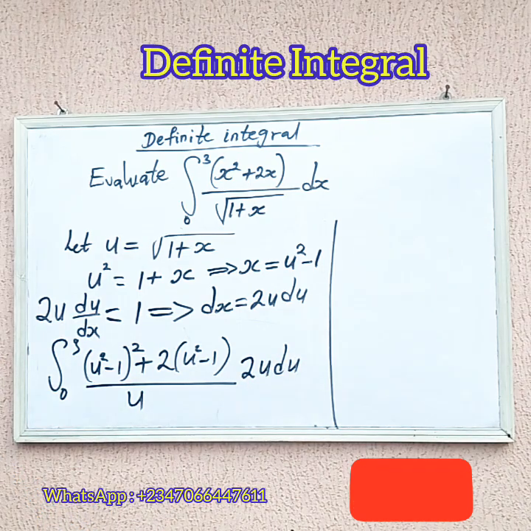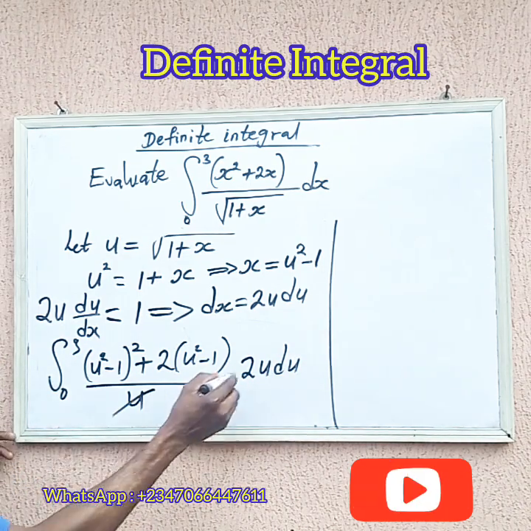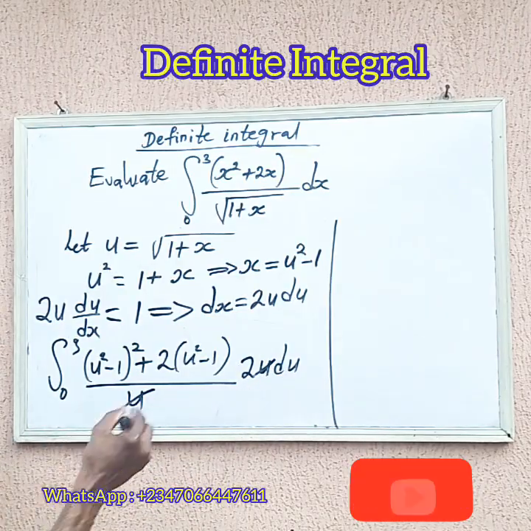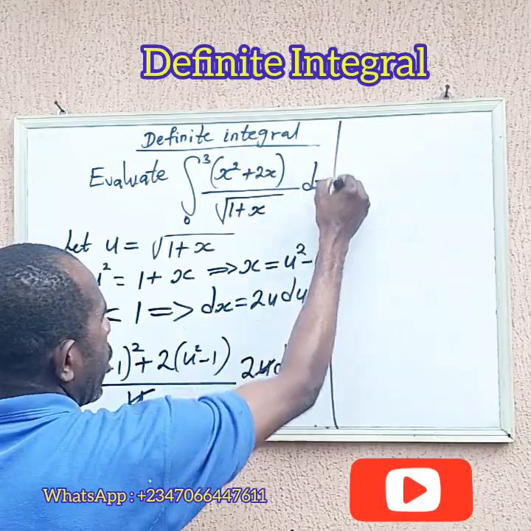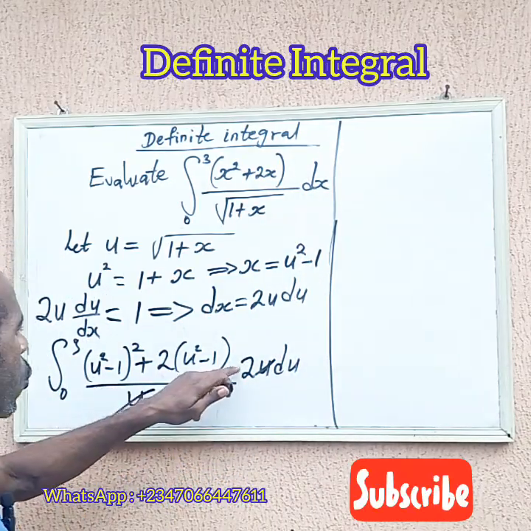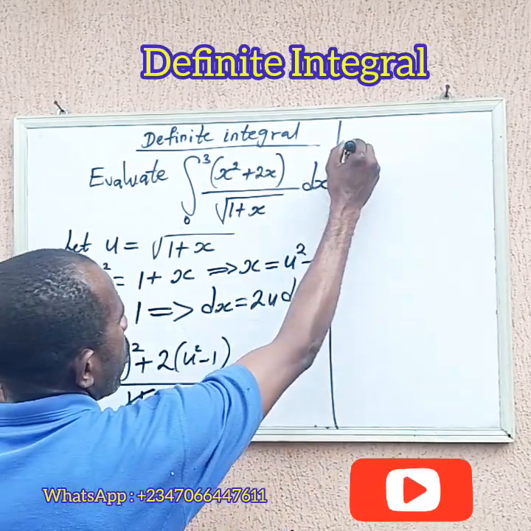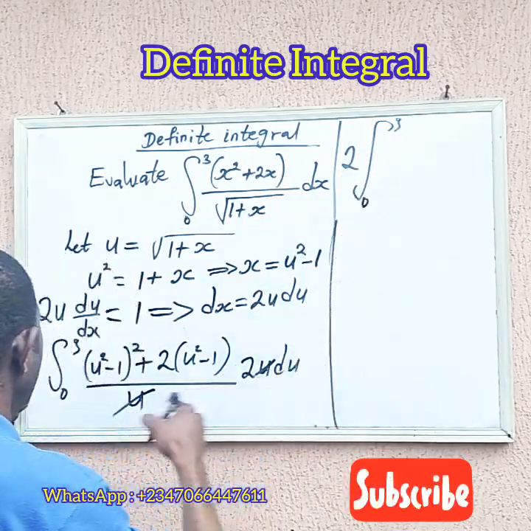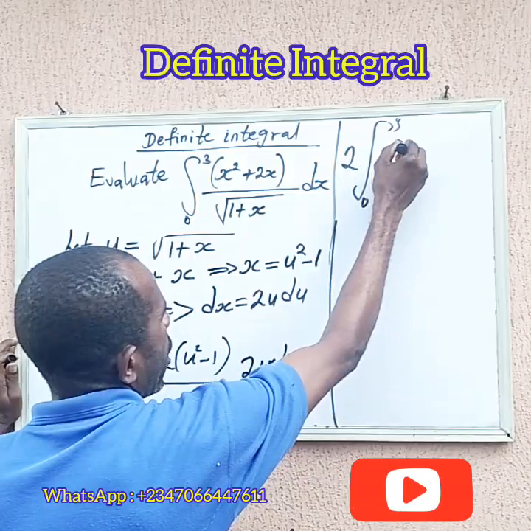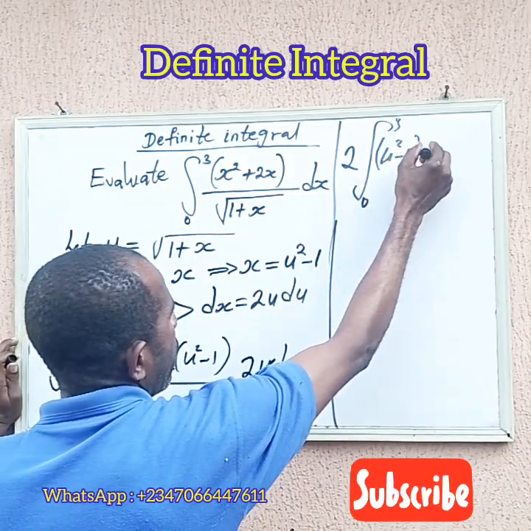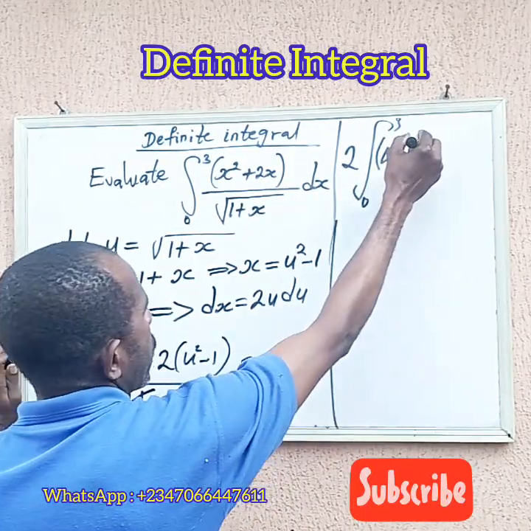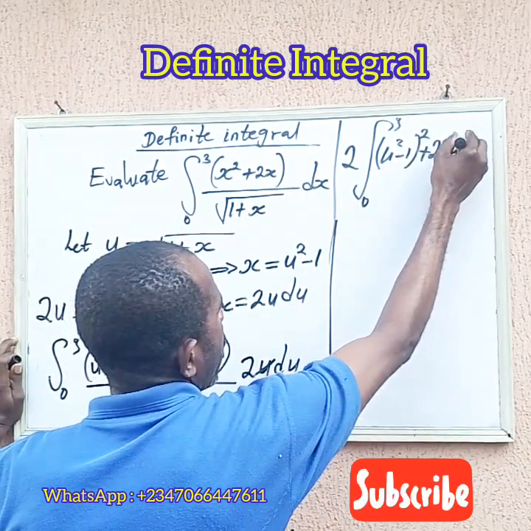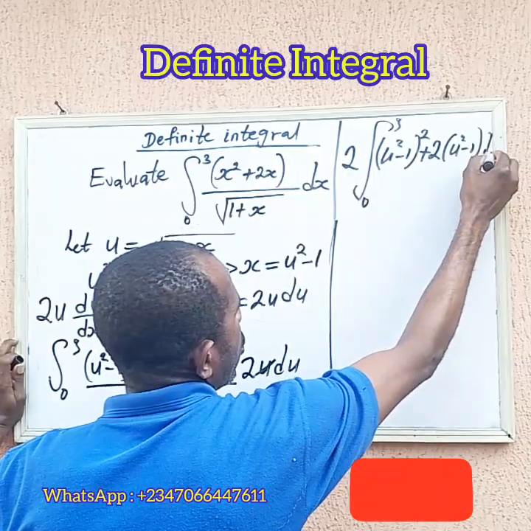So let us evaluate. Automatically this 2u will take care of this u. So from this side, we now have these two. Let's take these two outside the integral. That is the integral from 0 to 3 of 2 times u squared minus 1, all squared, plus 2 into u squared minus 1, du.